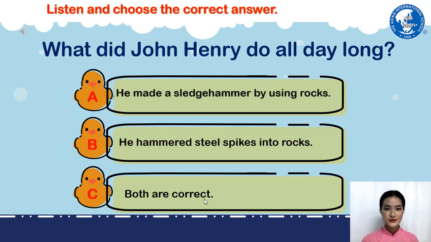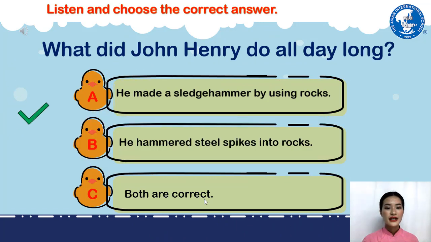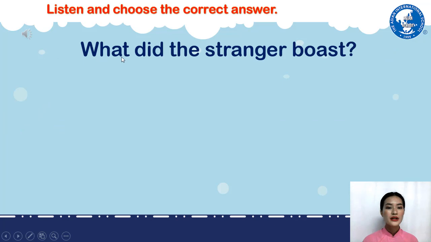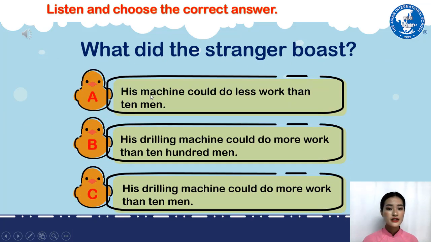So what do you choose? A, B, or C? The answer is B. He hammered steel spikes into rocks. Next one. What did the stranger boast? A. His machine could do less work than 10 men. B. His drilling machine could do more work than 1,000 men. C. His drilling machine could do more work than 10 men. Now everybody listen and choose the correct answer.